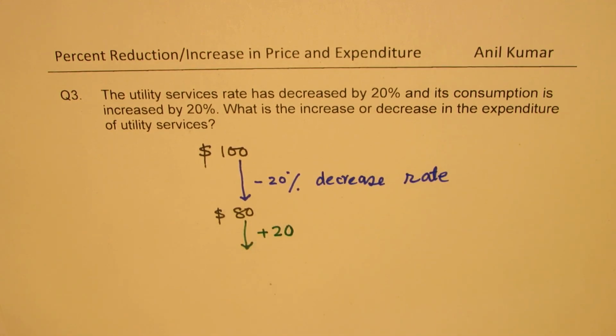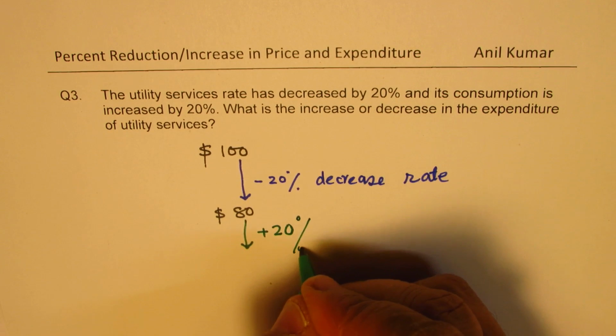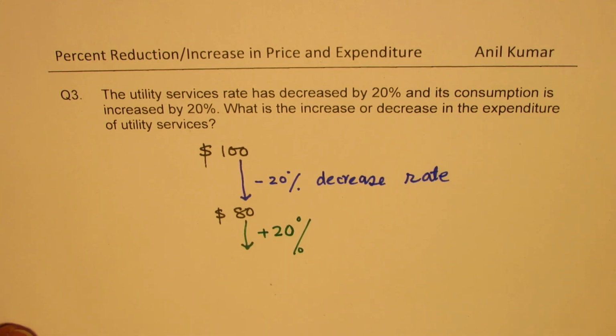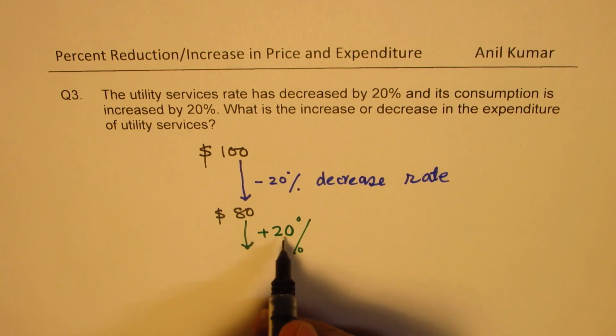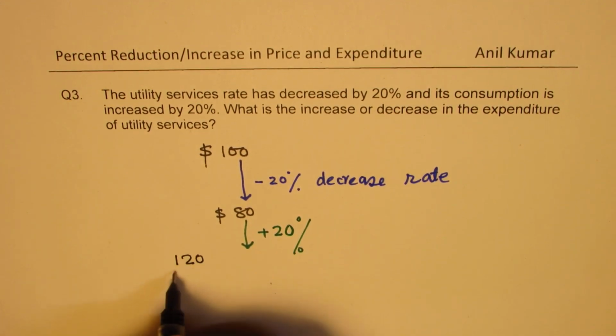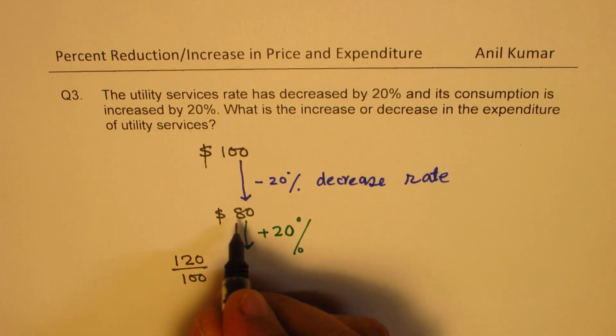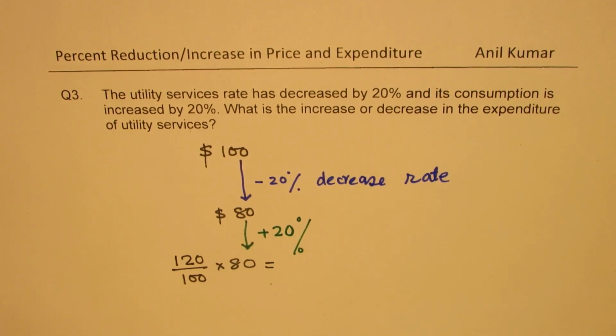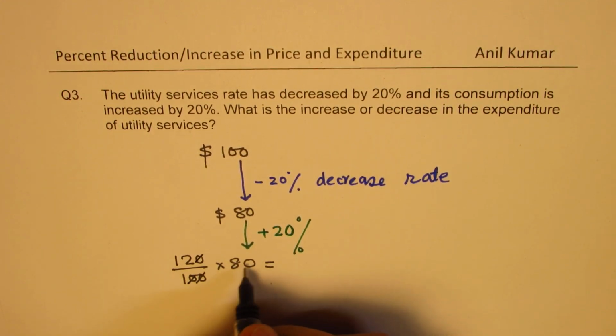So we consume 20% more than what we were doing earlier. But now we are paying at the rate of 80, a reduced rate, right? So instead of 100, it was 80 base, correct? So when we say 20% more, that means 120%, right? So it is 120 out of every 100. This is 20% more than what it was. But the base is 80, correct? So that is what we are paying. So let's try to figure out how much it is.